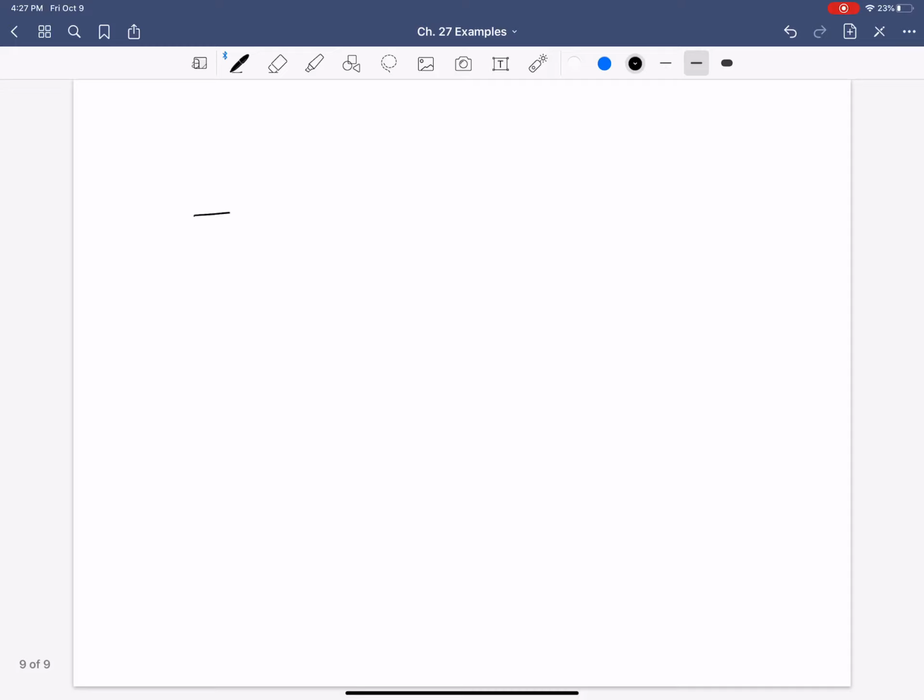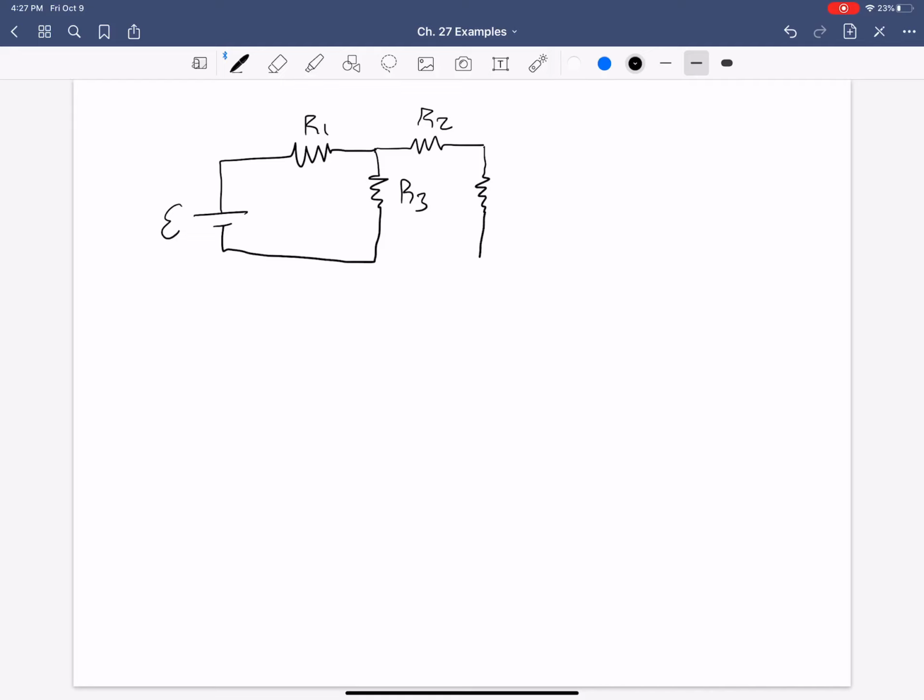So, battery, R1, R3, R2, R4, and then R5, 6. Okay.